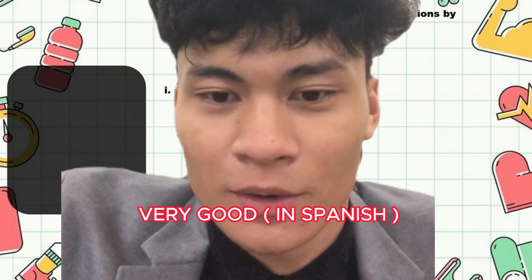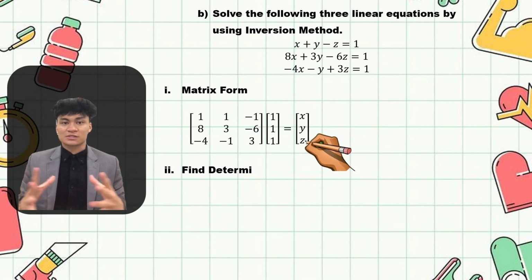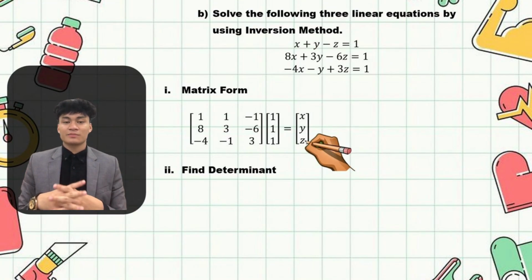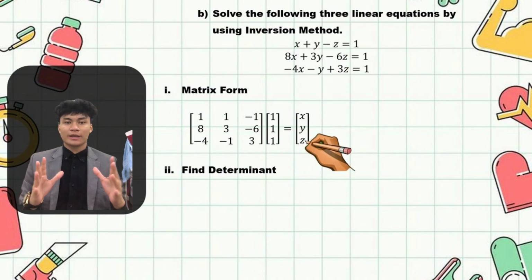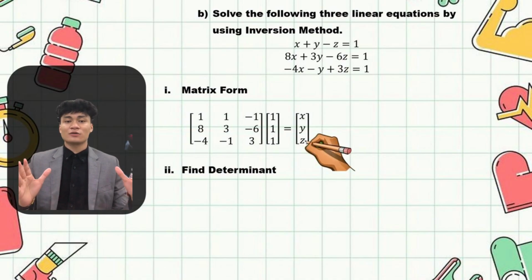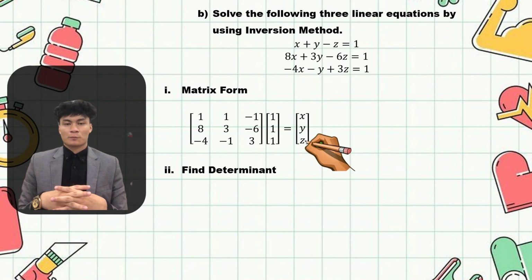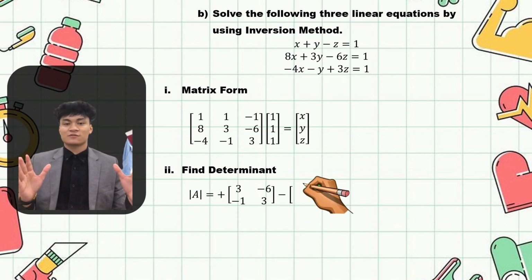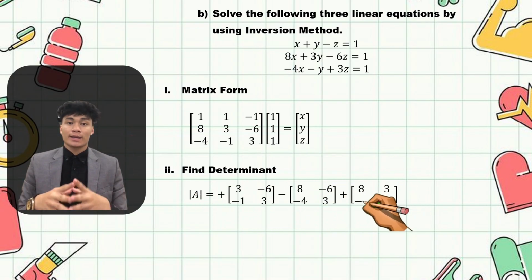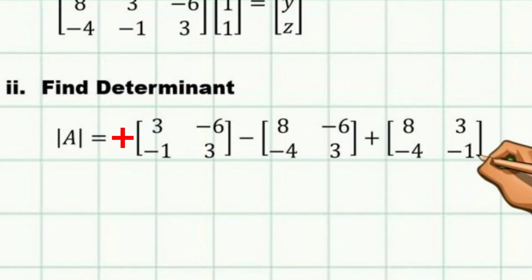Muy bueno! After we found the matrix form, now we need to find the determinant. Let me explain how to find the determinant by using the inversion method. The modulus formula for the first matrix form is plus, the second is minus, and the third is plus again.